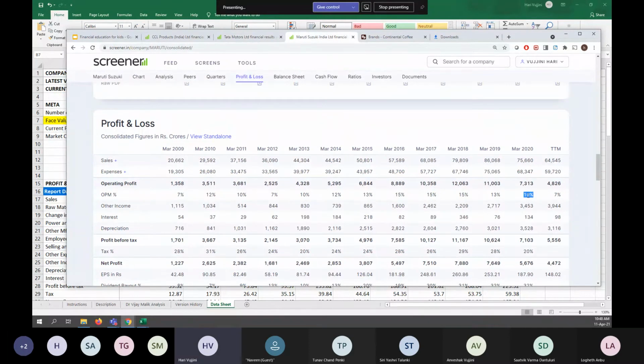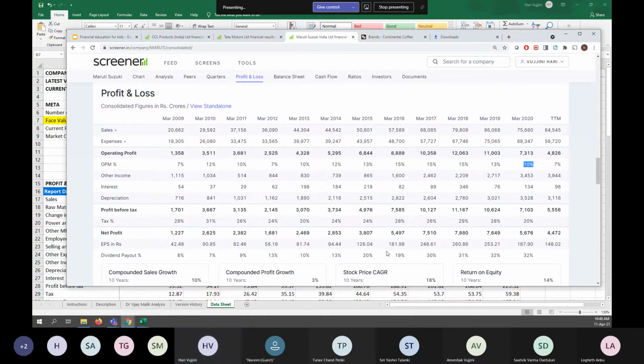That's 3% more. Okay. And then if you see the interest amount and the net profit, how much net profit does Maruti Suzuki have? It's 5,676 million.